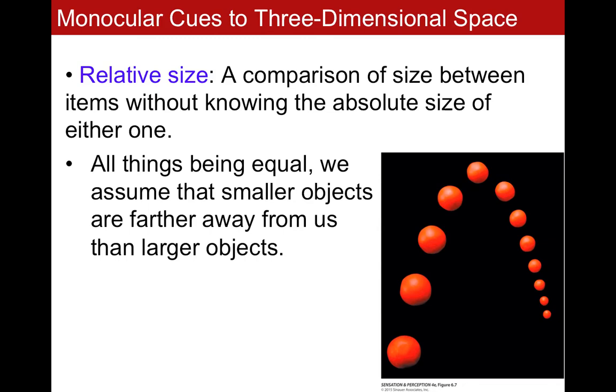Relative size is another one. Basically, you compare the size between items without knowing the absolute size of either one. With all things being equal, we assume that smaller objects are further away from us than larger objects. So these balls seem to be at different depths because of this relative size cue. But again, it's possible that they're just different sized balls all sitting on a black table. In reality, since this is a picture, the balls are in fact on the same surface and are different sizes. But most of us would interpret 3D structure here, and if you saw any 3D structure, it's because of this relative size cue.